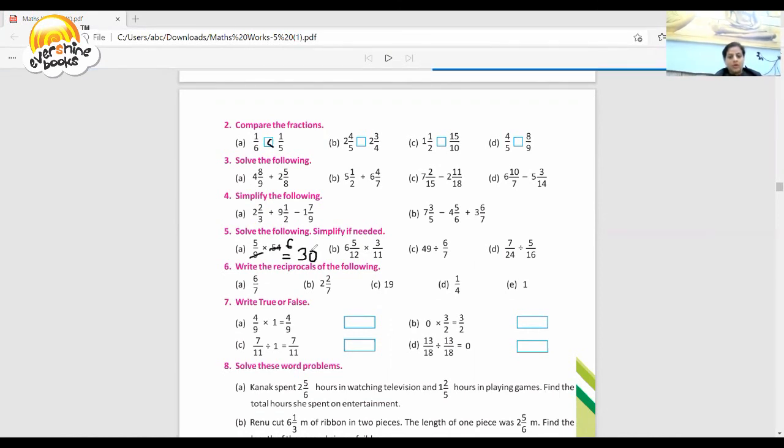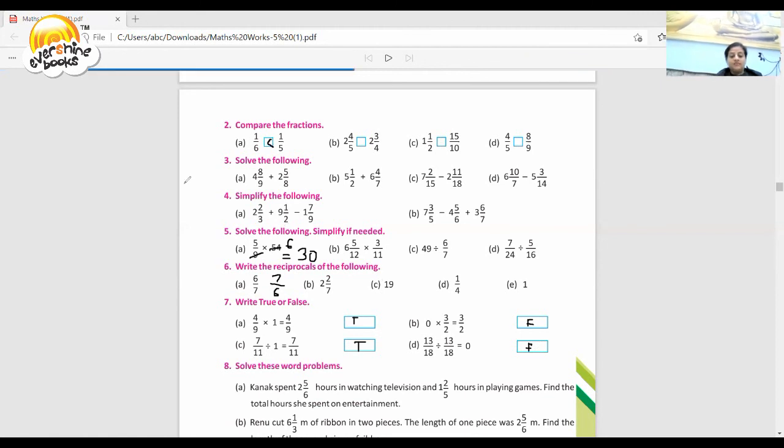Now write the reciprocal. Reciprocal means just upside down. Do that: 7 upon 6. Likewise, you do all the sums. Now true and false: 4 upon 9 into 11 is there, so the same number will come. So it is true. 7 upon 11 divided by 1 is 7 upon 11 only. True. If we multiply with 0, we will get 0 only. And here, if we divide, we will get 1. So this is false.